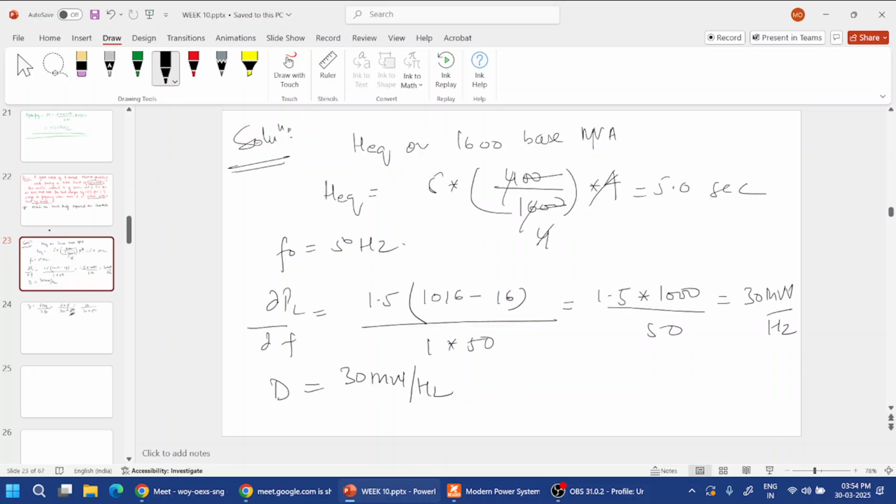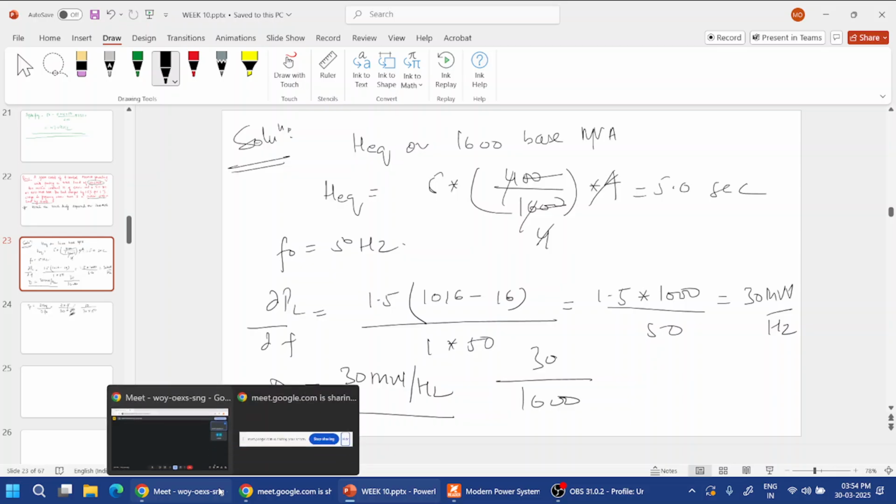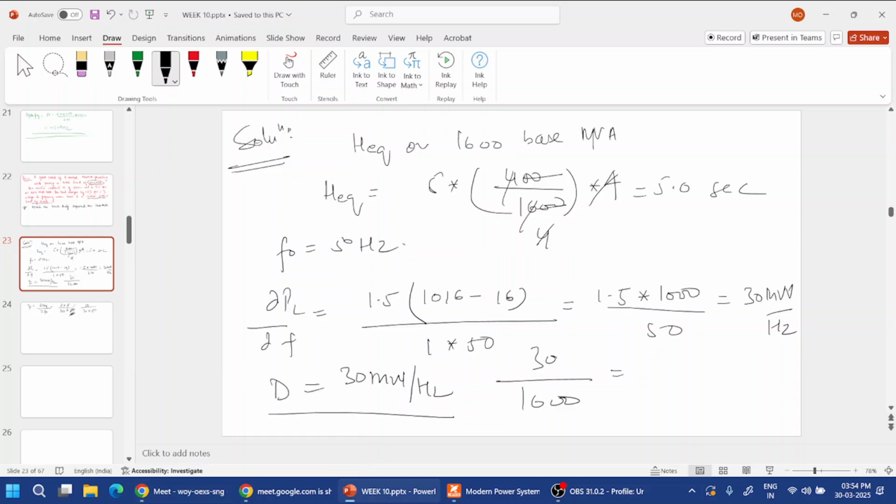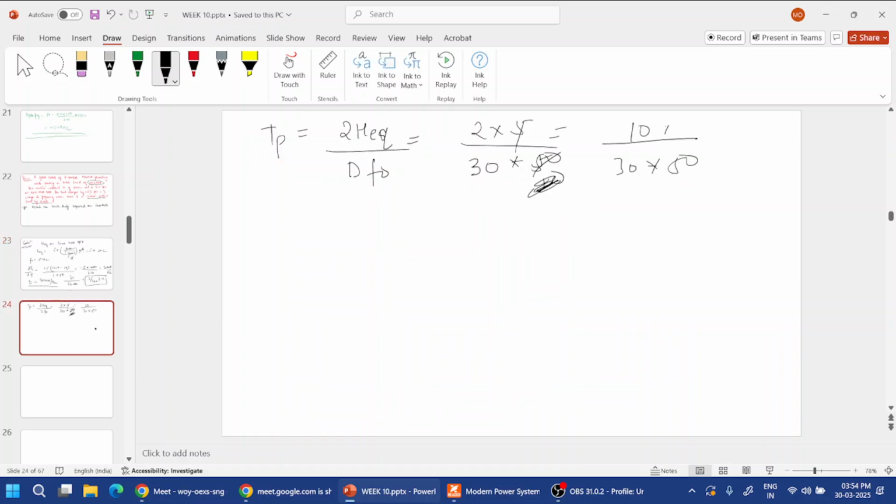Okay, just a second. So this is the value which we have calculated. But if we want it in per unit, then we divide by the base, which is 1600. So it will come out to be 3 by 160 per unit. Okay, this value we will use here.